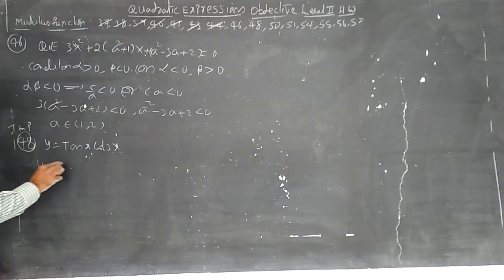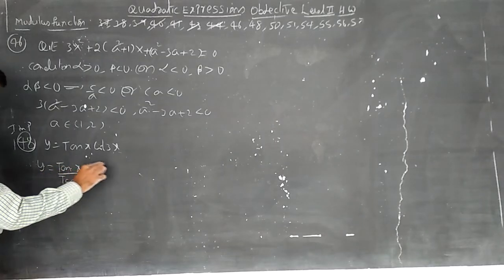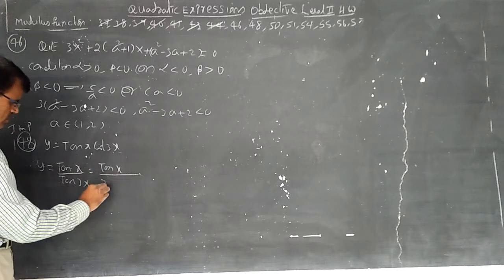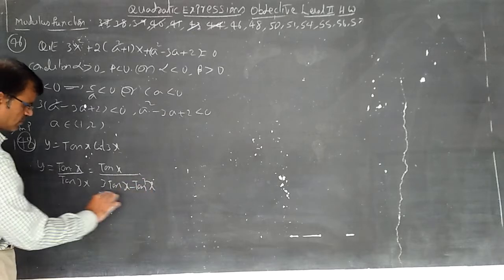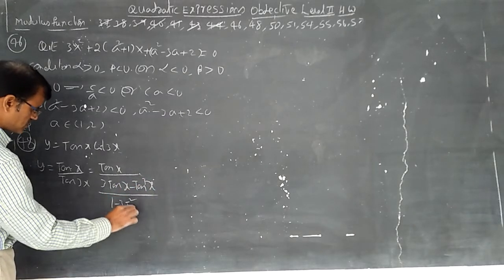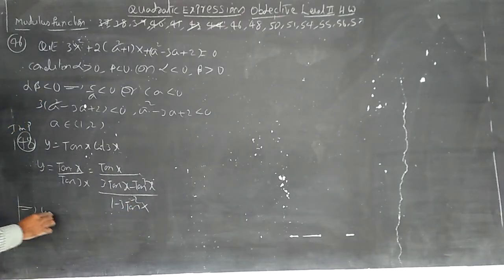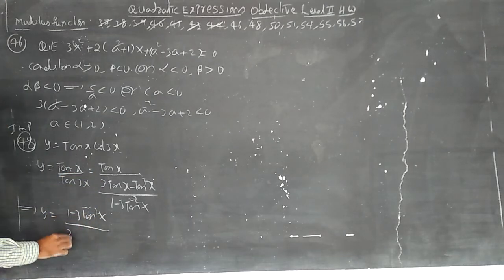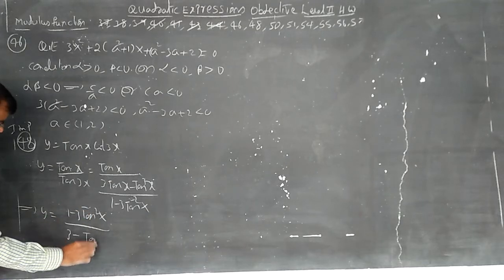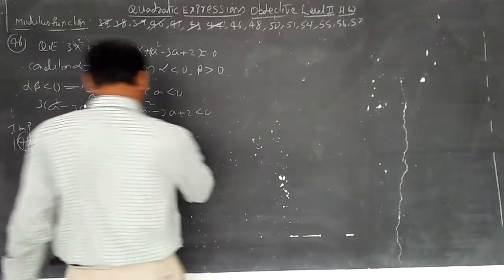So do carefully. y is equal to tan x by tan 3x. That is equal to tan x divided by the formula for tan 3x, which is (3 tan x minus tan cube x) by (1 minus 3 tan square x). That implies y is equal to... taking 1 minus 3 tan square x in the numerator, and tan x will be dividing, it becomes (3 minus tan square x). So y is equal to (3 minus tan square x) by (1 minus 3 tan square x).